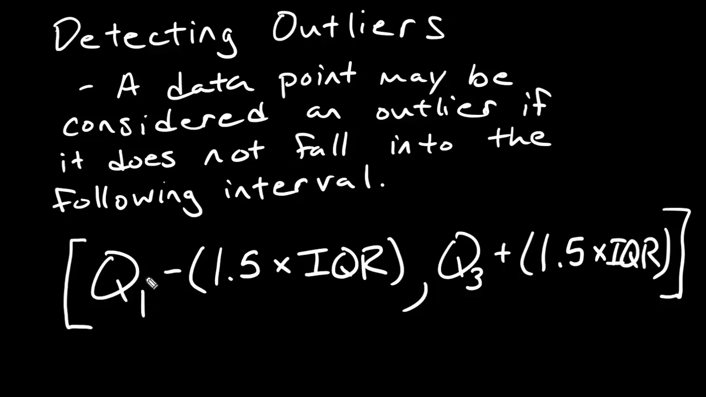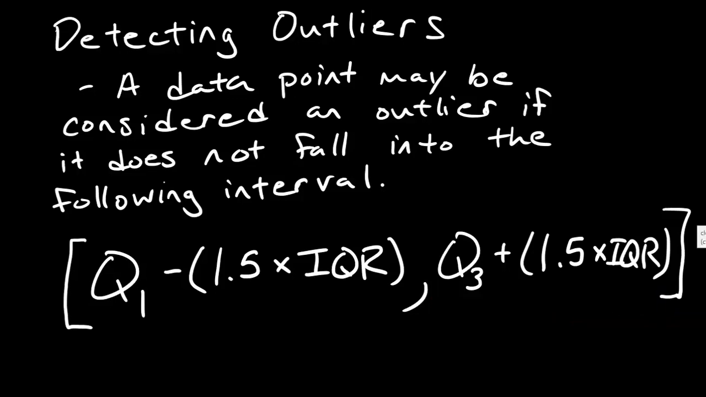If some other value is less than that value by 1.5 times the IQR, it can be considered an outlier. Same thing with this upper boundary for our Q3. If any of our values are 1.5 times the range of the middle 50% of the data larger than that, that's a pretty big difference. We can consider that an outlier as well.